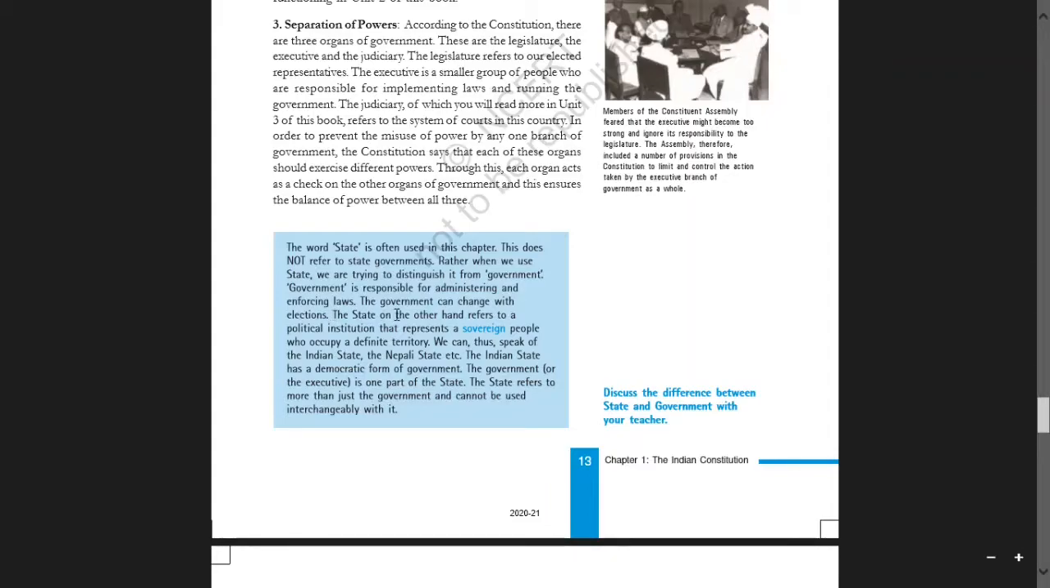The state, on the other hand, refers to a political institution. It is a political institution that represents a sovereign people who occupy a definite territory. Sovereign means self-governing institution which is free from external control.